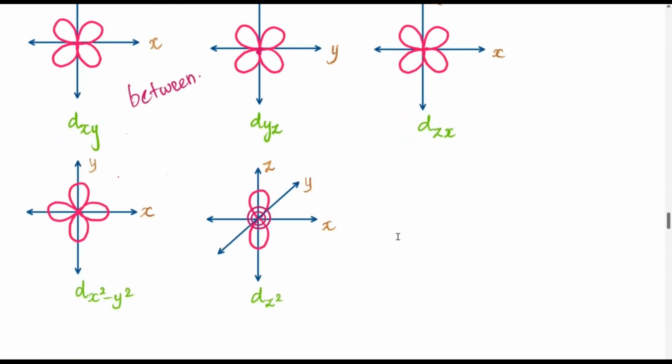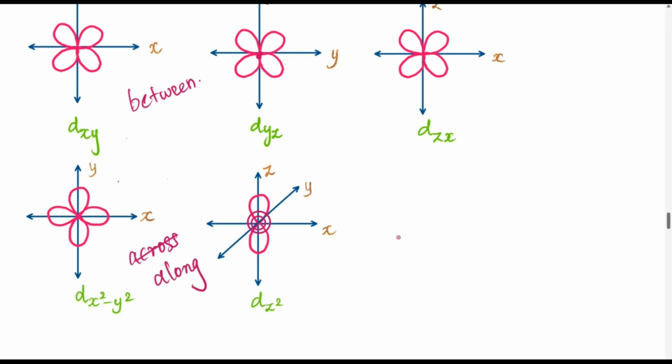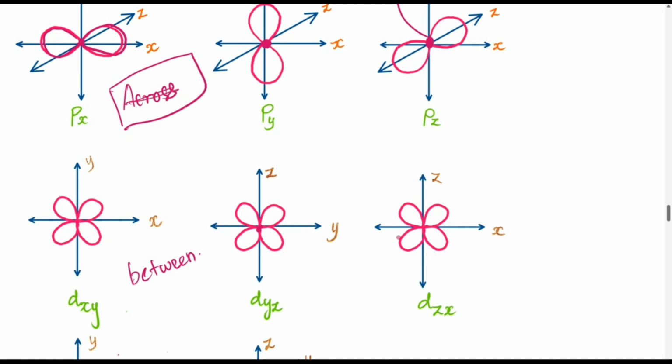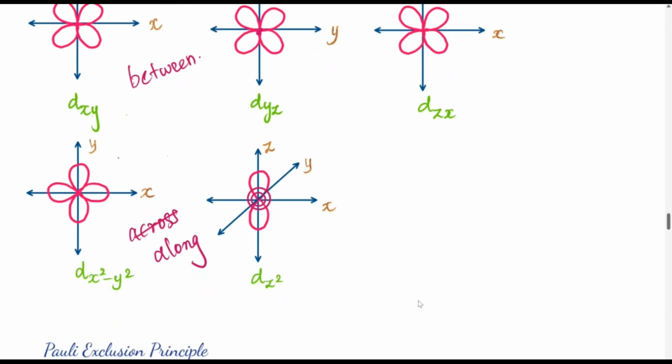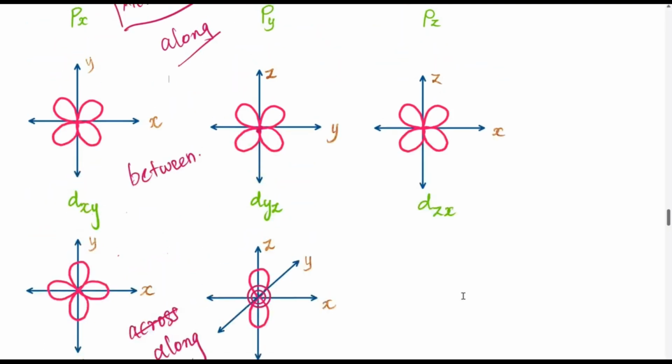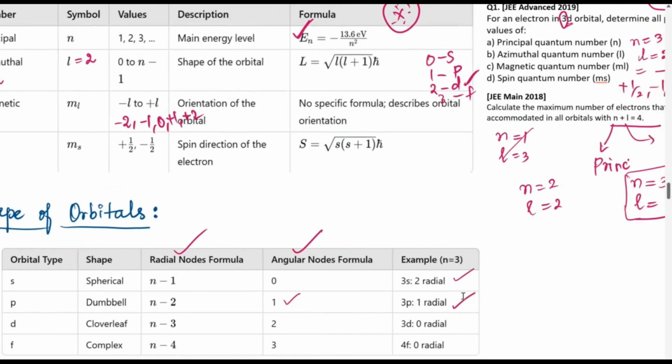Okay, and talking about these shapes, these z square, these are going across, more precisely along the axis. Along the axis. And here in d z square I'm having the electron cloud in the z axis. Okay, hope the orbital structures are clear to you.